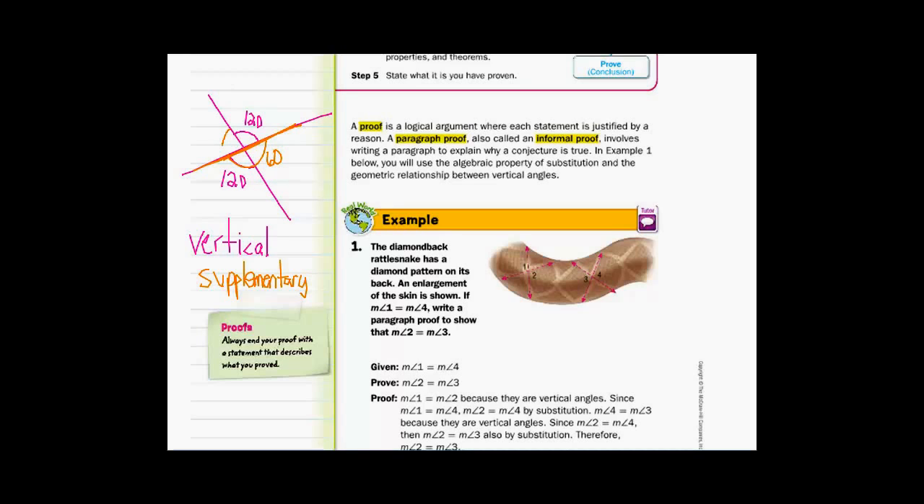I know that this angle right here is 60. Why? What would be my justification? Well, it's vertical to this one. It's directly across, it meets at that vertex. This angle right here, this angle right here, they do not share a side. They're directly across from each other.